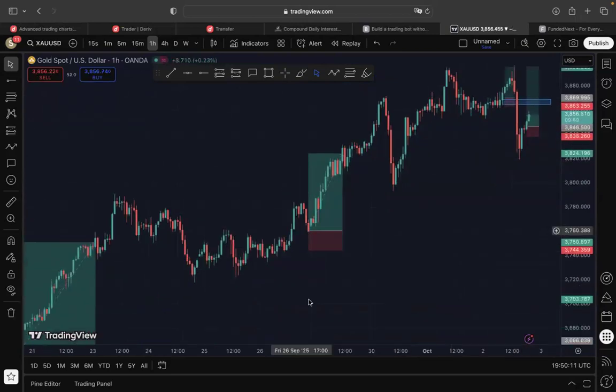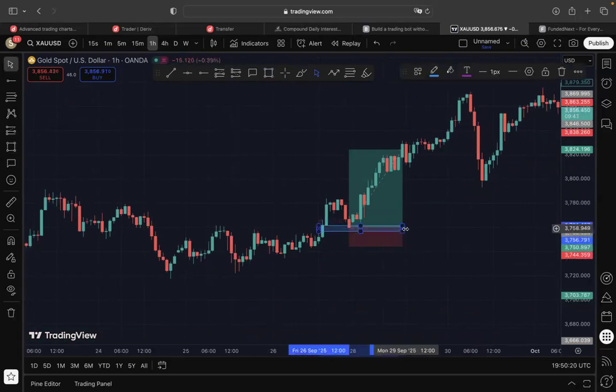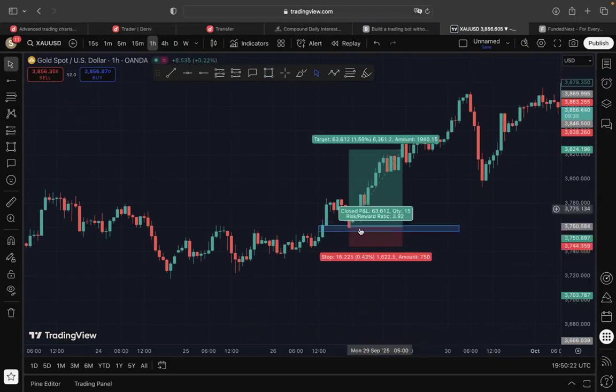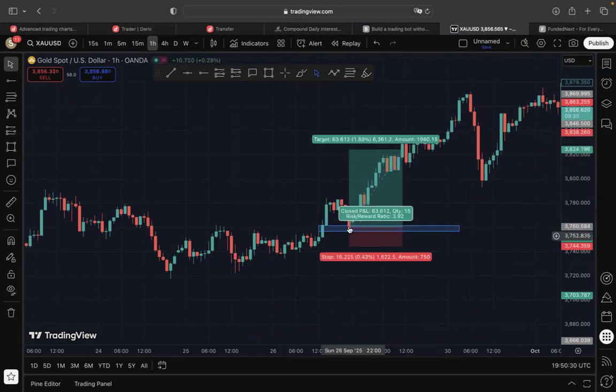Why did I enter this trade? Let me show you why I entered this trade. Because there is what? A fair value gap here. As you can see, a fair value gap. That's why I entered this trade. And what happened? The market went up, tapped into my fair value gap. Do you see? Perfect entry.